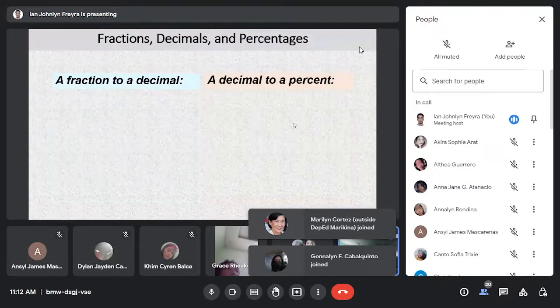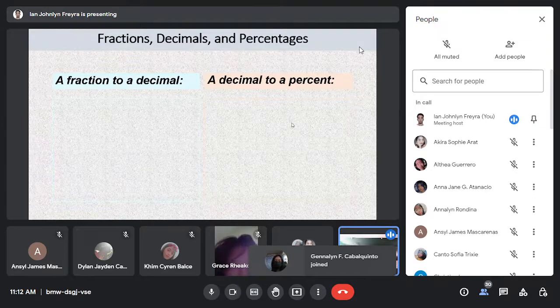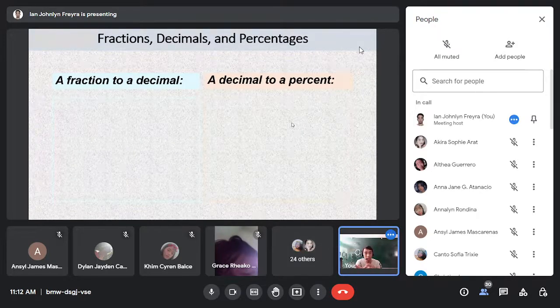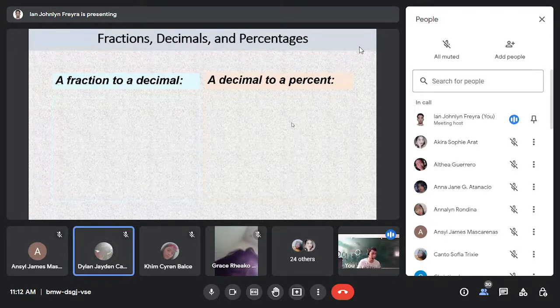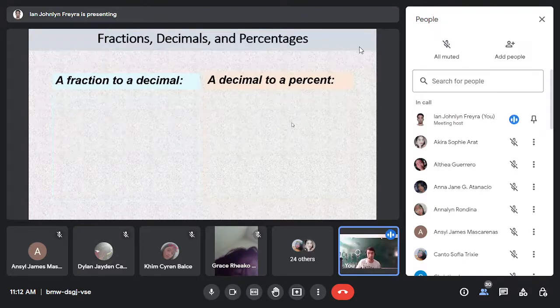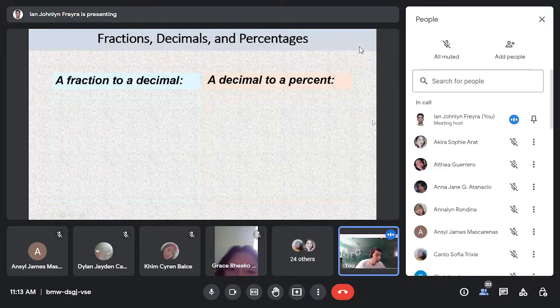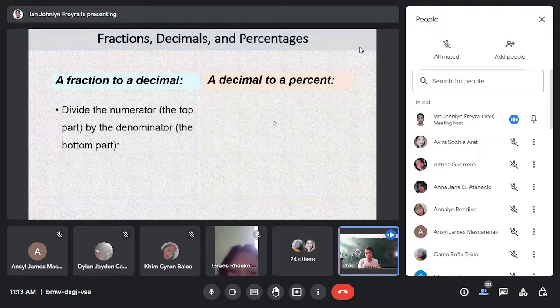Okay? So, here, let's have a review first. We will be needing this for our lesson for today: fractions, decimals, and percentages. Do you still remember how to convert a fraction to a decimal? Yes po. Dylan? How? Hindi ko po ma-explain. Pero alam ko po. Sige, who can explain it? Kasi minsan alam natin pero mahirap i-explain. Ansil, can you? Divide. Divide the numerator, the top part, by the denominator, the bottom part.